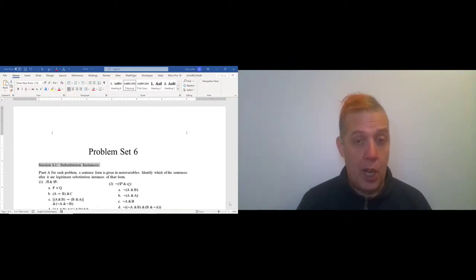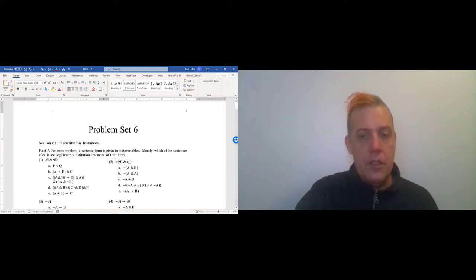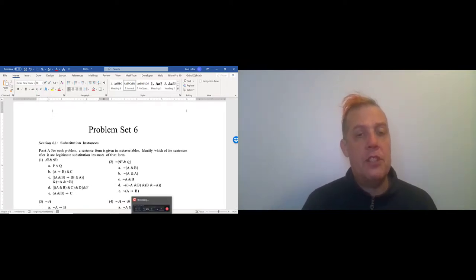Okay, so for the first set of problems, you just need to identify when you've got substitution instances that correspond to the sentence form that was given in meta variables. And so I've put this into a Word document. It doesn't look quite that clear, but it's good enough. So the first example is just the sentence script A and script B. So we're looking for sentences that can be formed by putting other sentences in for the script A and the script B. Line A is P or Q. That doesn't work, right? Because you've changed the main connective from an and to an or.